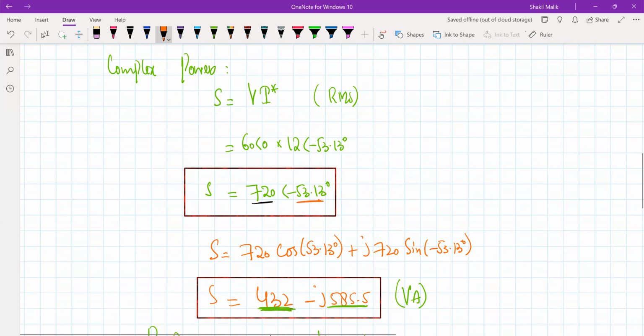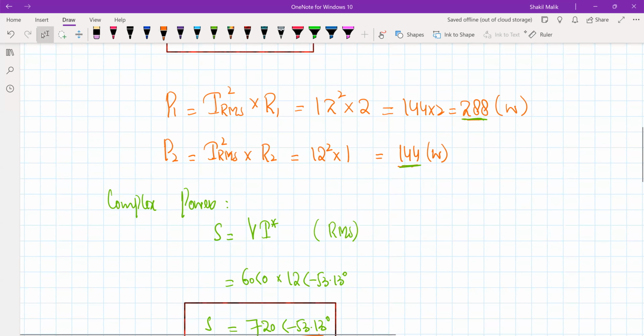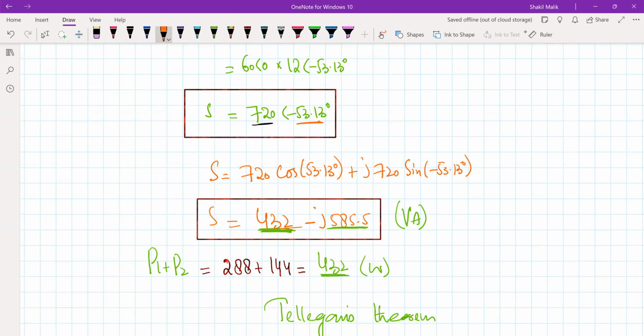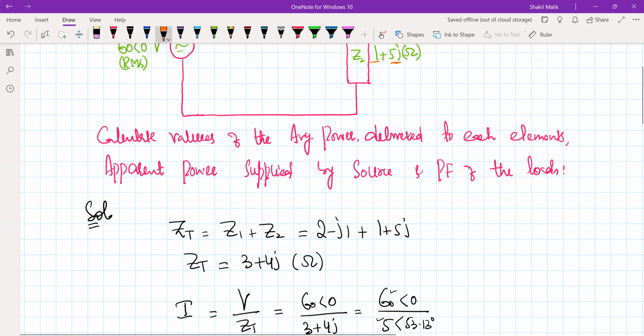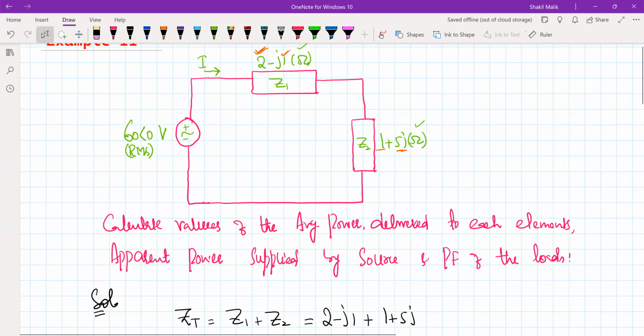We needed to calculate the real power absorbed by the two elements, which we got as 288 and 144, and we also checked that the real power supplied by the source is the same as the real power absorbed by the circuit. The circuit is composed of two series elements. All right, so I hope you have got the meaning. Power supplied and consumed is always equal, and this is referred to as Tellegen's theorem.